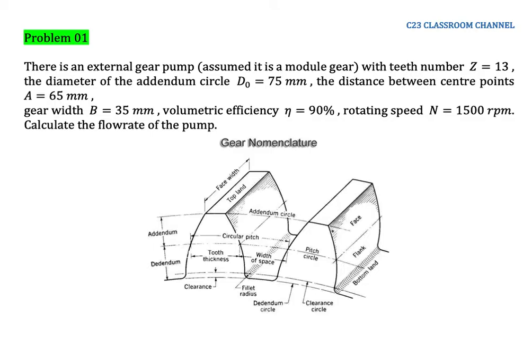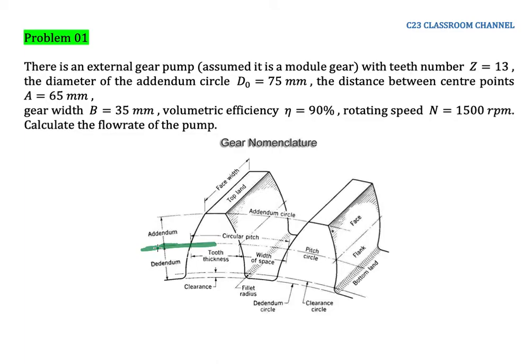There is an external gear pump. Assume it is a module gear with a teeth number Z equal to 13. The diameter of the addendum circle, which is D0 here, so we have an addendum circle, actually from the center point until this level, is equal to 75 millimeter. The distance between center points A is 65 centimeter.